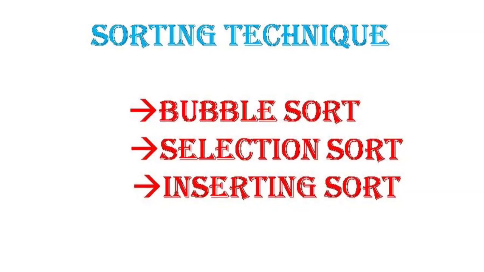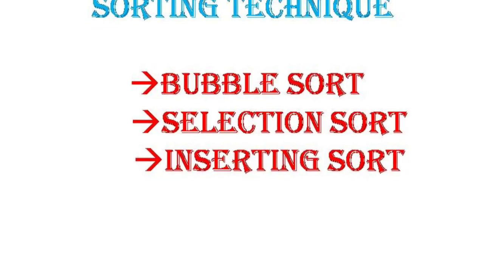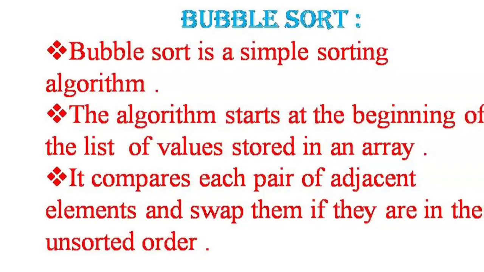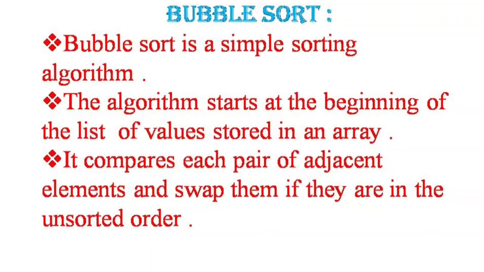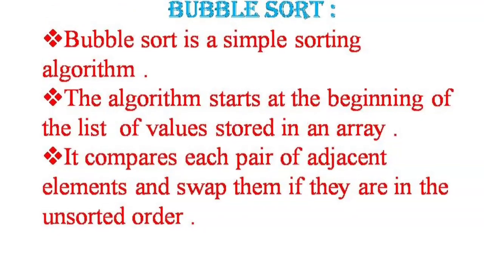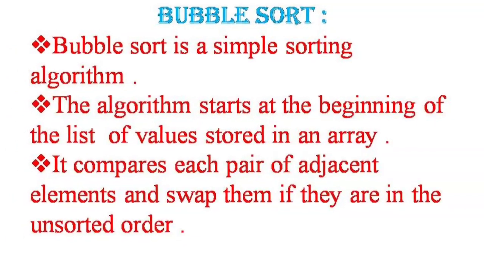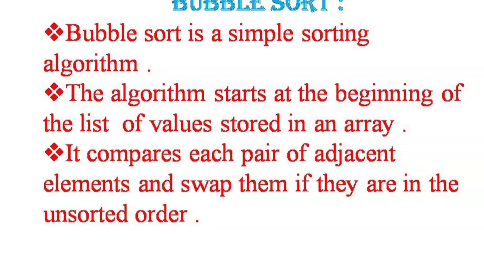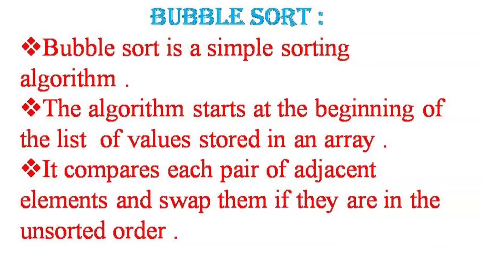Now we have three sorting techniques: bubble sort, selection sort and insertion sort. Bubble sort is a simple sorting algorithm. The algorithm starts at the beginning of the list of values stored in an array. It compares each pair of adjacent elements and swaps them if they are in the unsorted order.